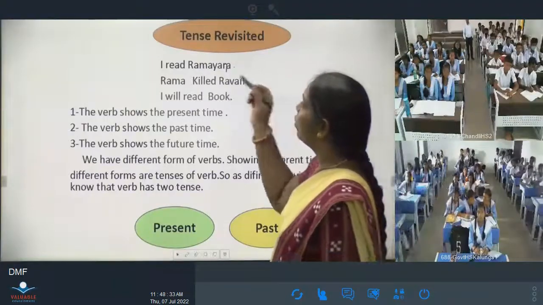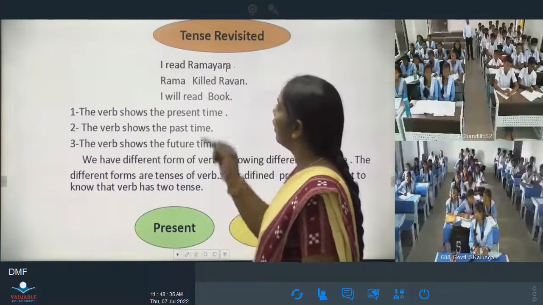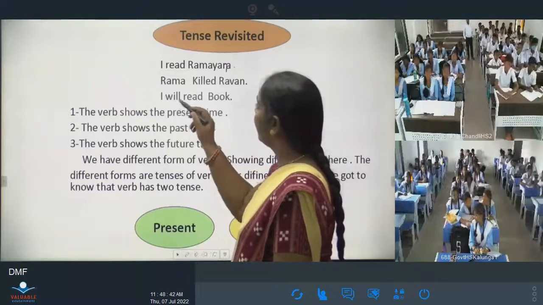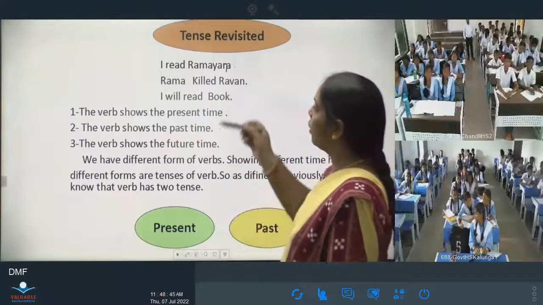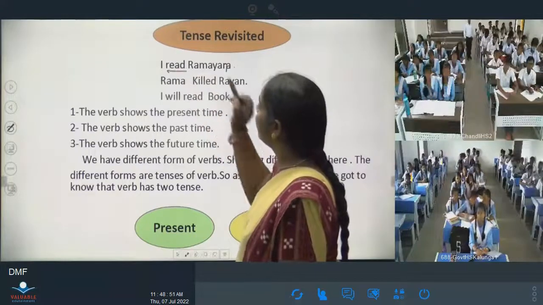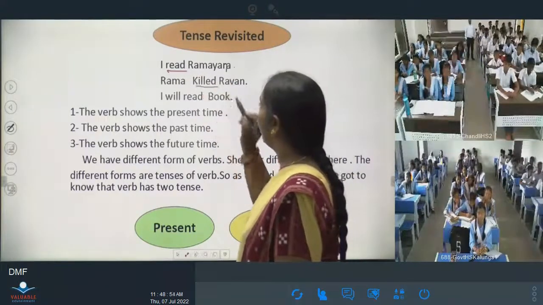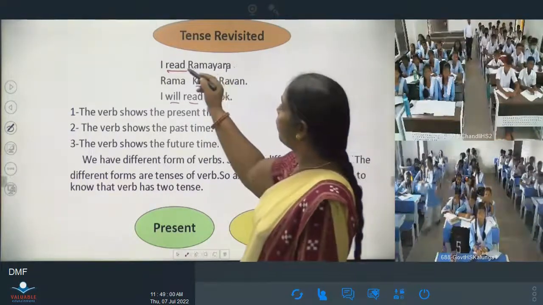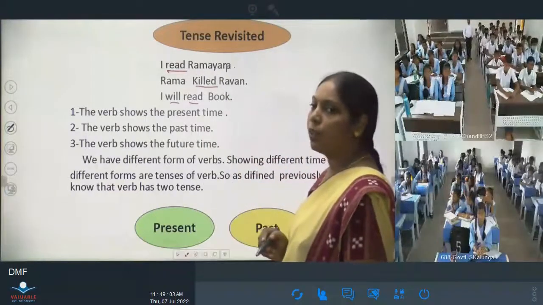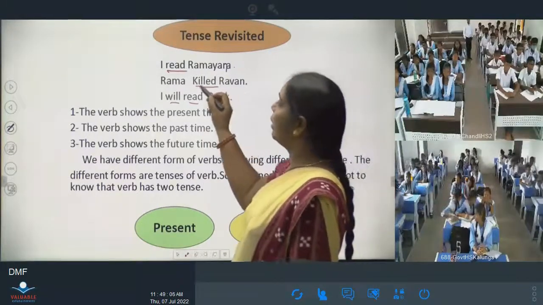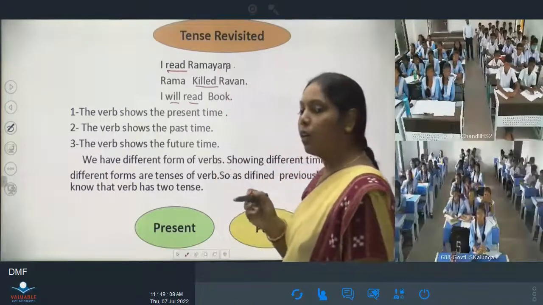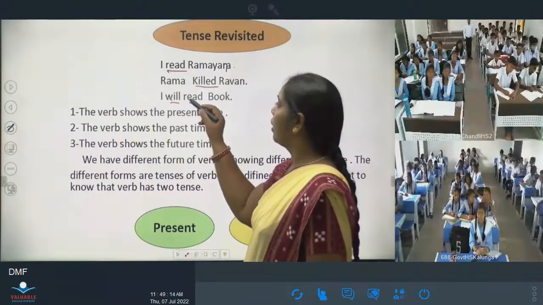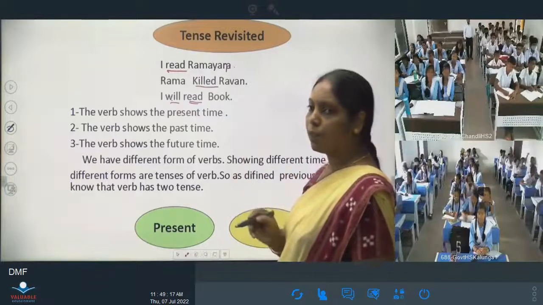So students, look here. There are three sentences here. I read Ramayana. Rama killed Ravana. I will read a book. In this sentence, read is the verb, killed is the verb, and will read is the verb here. The verb in the first sentence shows the present time. The verb killed in the second sentence shows the past time, and with the help of the modal will, read shows the future time here.